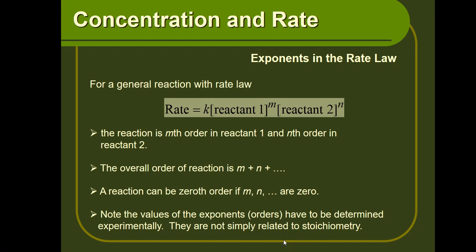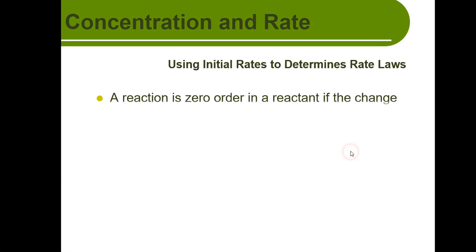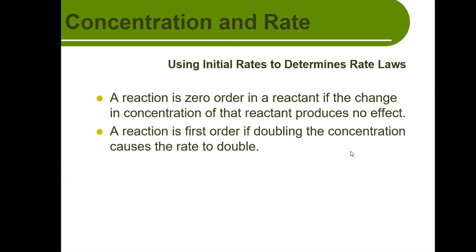Now, I have mentioned this already, that the values of the exponents or orders are to be determined experimentally. They are not related to stoichiometry. Now, a zero order is said to be zero because the concentration does not have any effect on the rate, or whatever the changes in the concentration, it does not have any effect on the rate of the reaction. So it is said to be zero order.